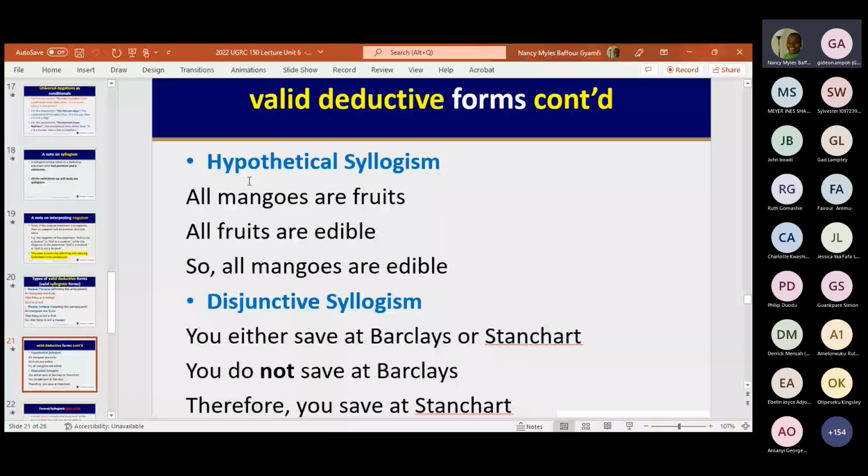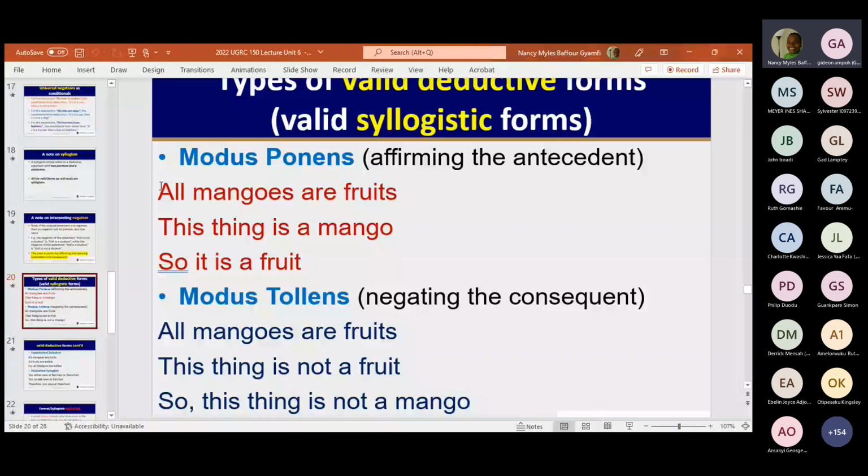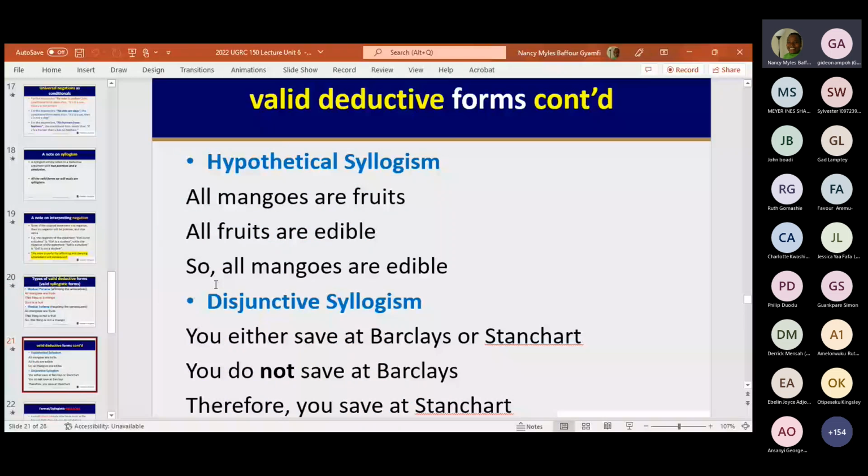Look at modus ponens. It wasn't like that. For modus ponens, it was only the first premise that is universal or conditional. Remember, universals are already conditionals, okay? So it's only one of them that has that. But for hypothetical syllogism, all mangoes are fruits and all fruits are edible. So it follows that all mangoes are edible. There are three sets. There is no particular statement there. That's the first clue to help you detect whether it is possibly a hypothetical syllogism.